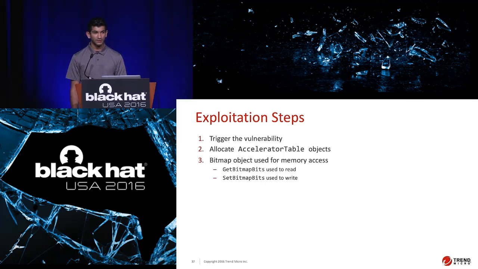Exploitation was about standard for the 360 chains. It was reclaim the object with accelerator table objects and then bitmap objects, and then use the bitmap objects to achieve arbitrary read and write access. And as I said when I was showing the video, they use this to iterate through the process list and steal the system token and apply it to the current process.